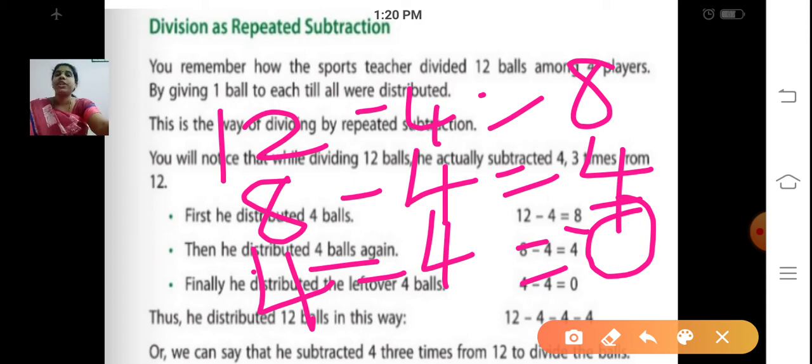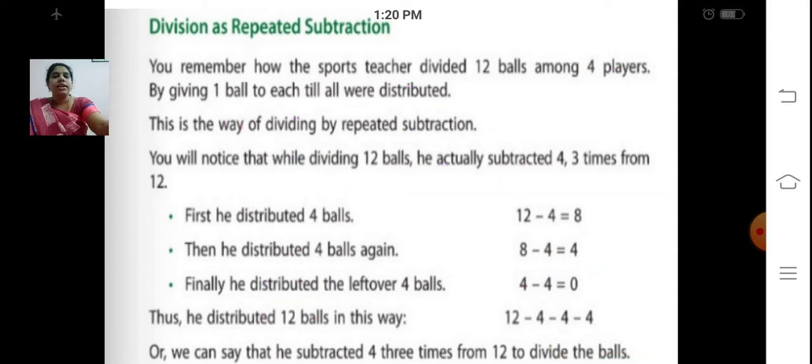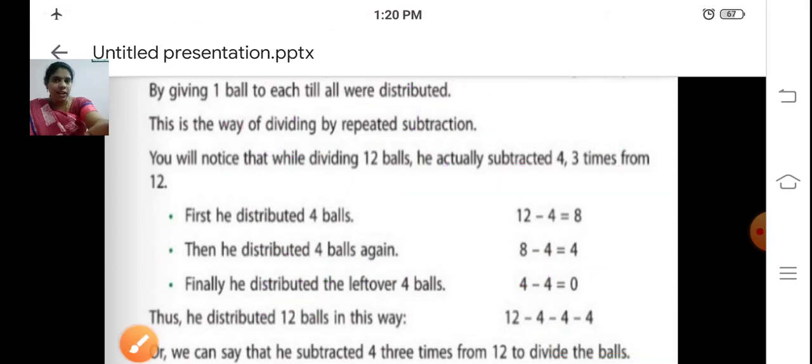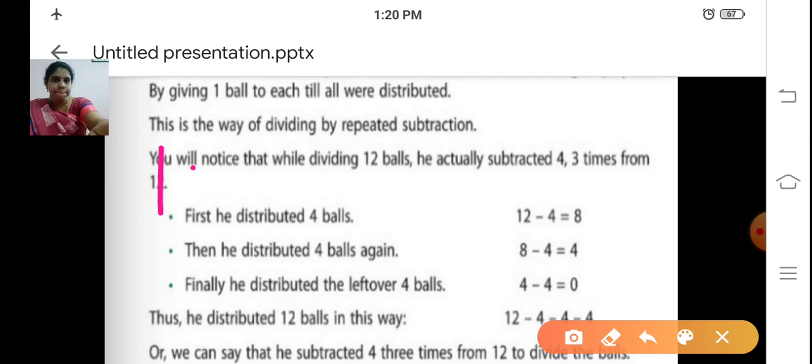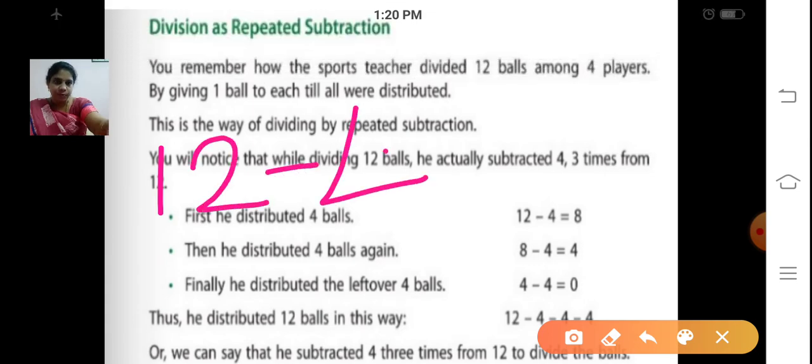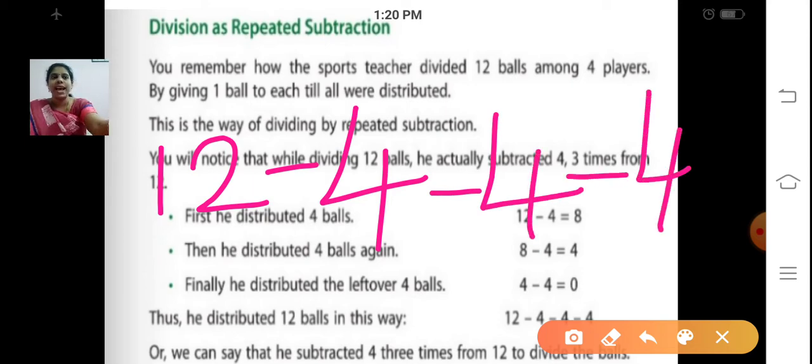So how did he distribute the balls? First he started with 12, right? So 12 minus 4. First he gave 4 balls, as there were 4 players, isn't it? See the number of children or number of players. Again he gave 4 more, again 4 more. So he got the answer 0. Till you reach 0, you have to subtract.